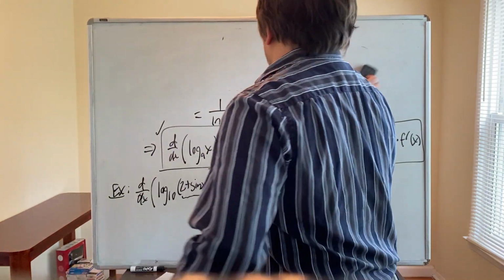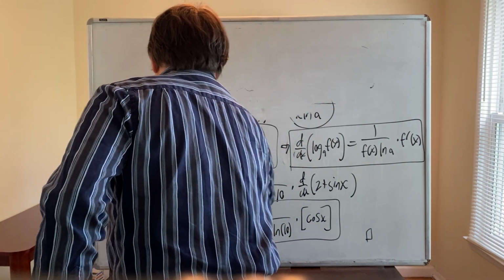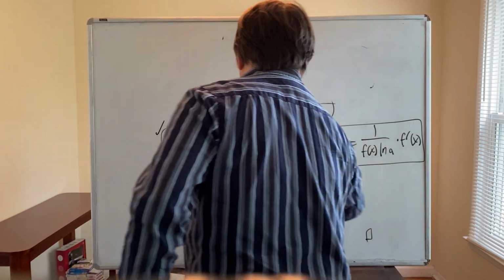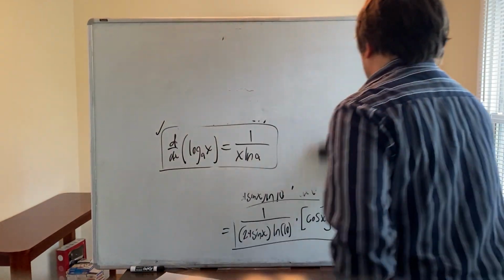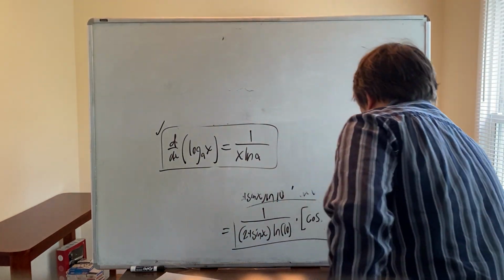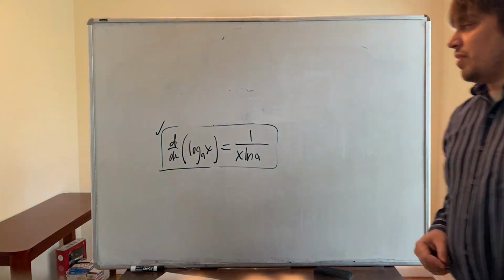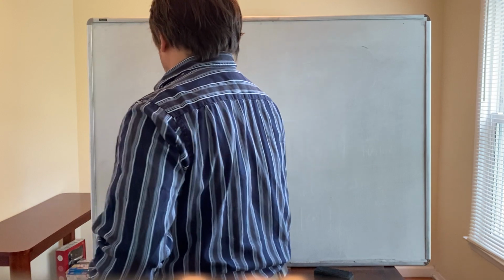So I'm going to erase all this except for this one formula for a minute, because I just want to point out a special case of this formula, which will coincide with something I already taught you. Okay, so here on this board, we found that d/dx of log base a of x is equal to 1 over x ln of a, right? That's the formula I want you to know.